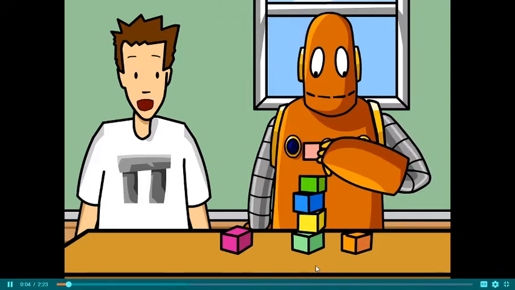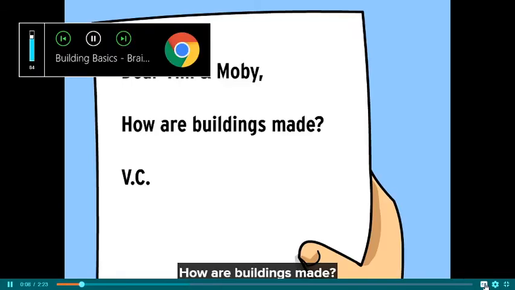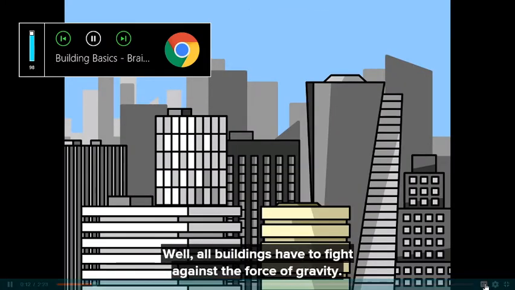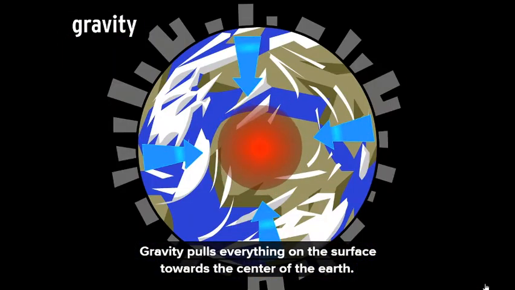Hey Moby, I don't think that's gonna stand up. Dear Tim and Moby, how are buildings made? From VC. Well, all buildings have to fight against the force of gravity. Gravity pulls everything on the surface toward the center of the Earth.